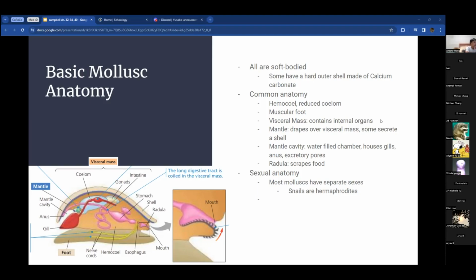Mantle cavity is a water-filled chamber. So if you look at the diagram to the back, this mantle cavity is generally fluid-filled. It houses the excretory stuff, and the gill. A lot of mollusks have what is known as a radula, and this is a teeth-like structure, like a razor blade, that helps it obtain food. Mollusks generally have separate sexes, but some are hermaphrodites.